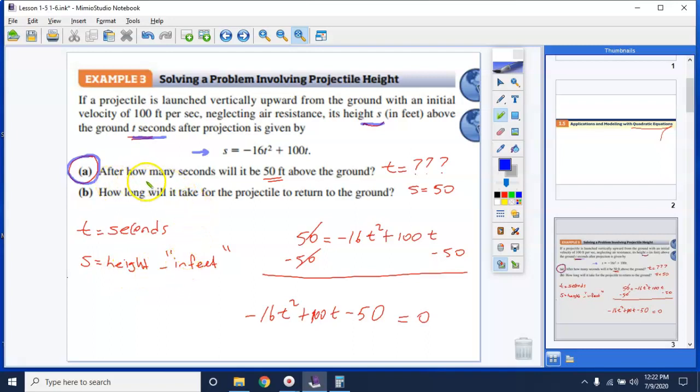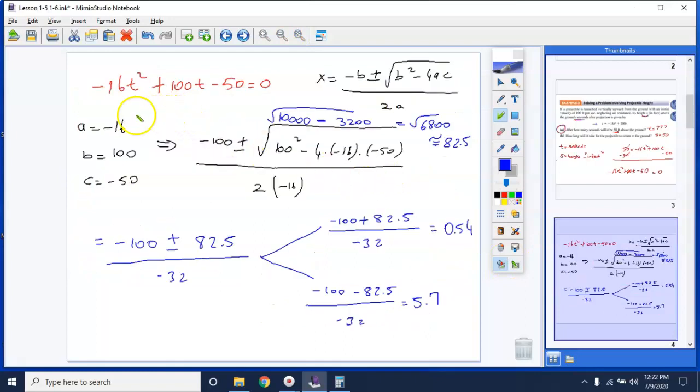Look at my question A. After how many seconds? So we're looking for T, time. Height is 50 feet, so S is 50. I'm going to write 50 in S over here, and that's what we got. It's a quadratic equation, and to solve this, it should be equal to 0 first. That's why I subtract 50 from both sides, and I got my equation ready over here.